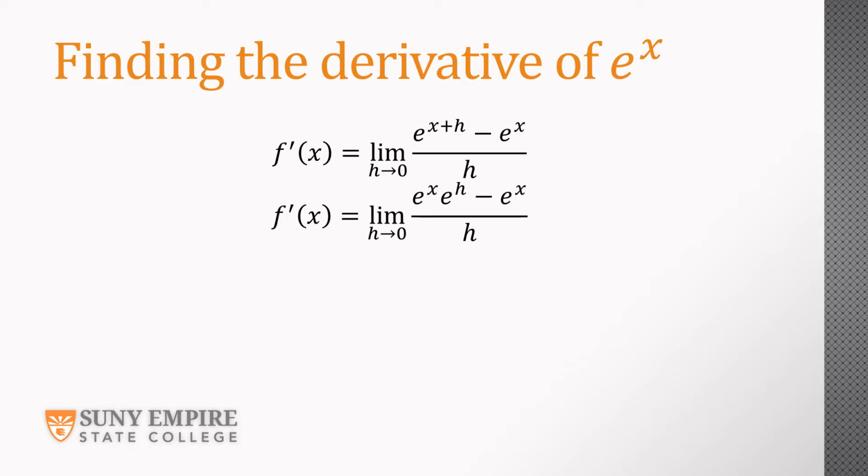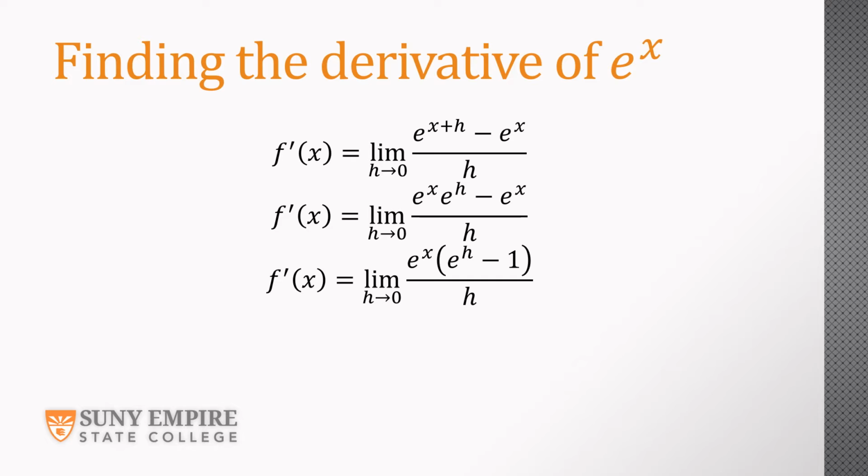We can perform some algebraic magic. A base raised to the power of a sum is the same thing as the product of the base raised to each part of the sum. So e raised to the power x plus h is equal to e raised to the x power multiplied by e raised to the h power.